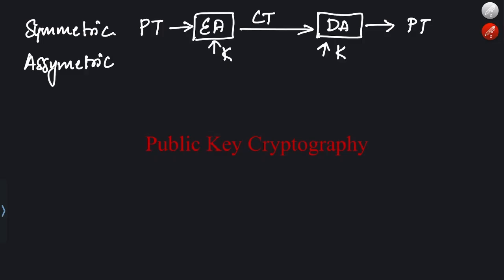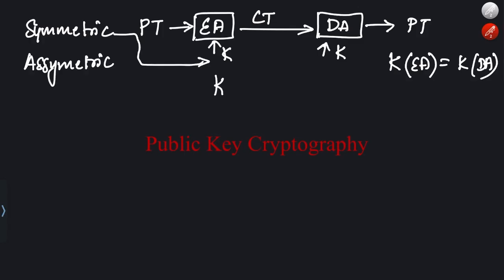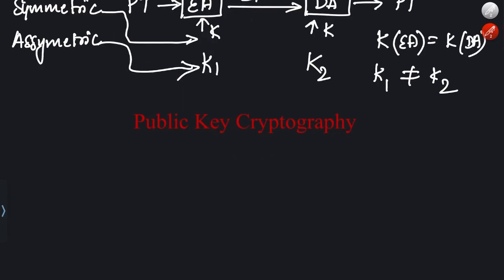Speaking of symmetric cryptography, if the key at the encryption algorithm and the key at the decryption algorithm are the same, then it is called symmetric cryptography. If the keys are different, that is, here I'm using key 1 and here I'm using key 2, such that k1 is not equal to k2, then it is termed asymmetric cryptography. So here we'll be speaking about asymmetric cryptography.